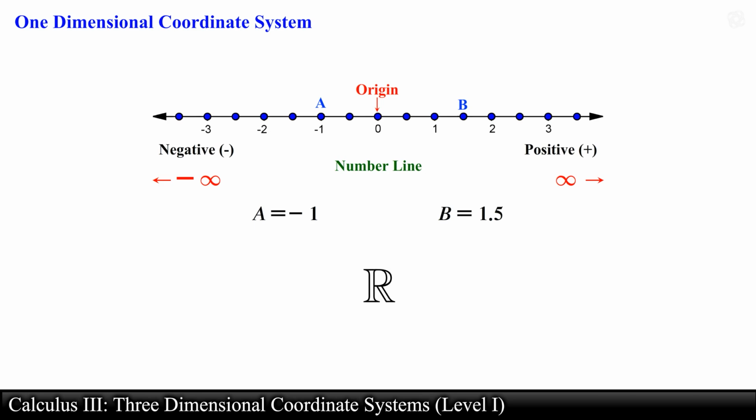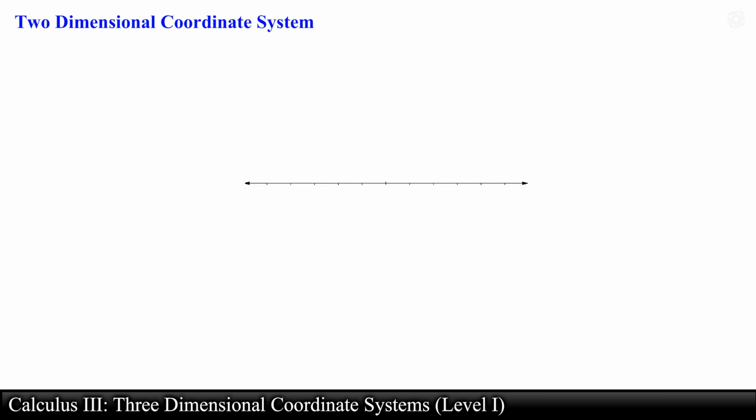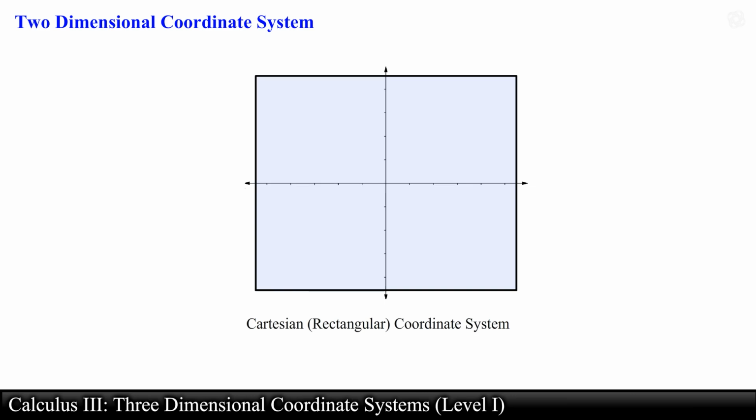Now, if we take this number line and introduce an additional number line that is perpendicular to this number line, we obtain the modern coordinate system, also known as the Cartesian coordinate system, or the rectangular coordinate system. A two-dimensional coordinate system specifies each point uniquely in a plane, also known as the xy plane, as opposed to a one-dimensional coordinate system, which specifies each point in a straight line.